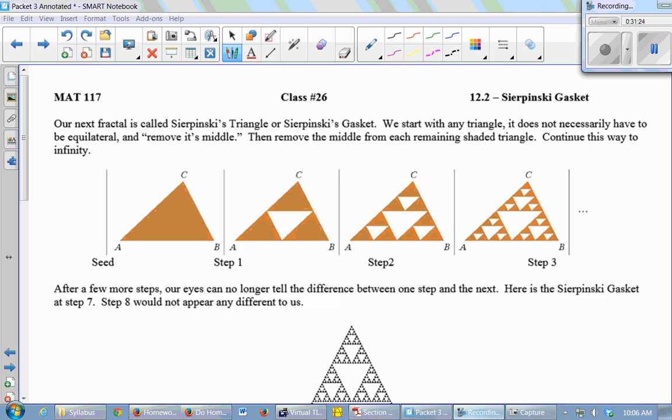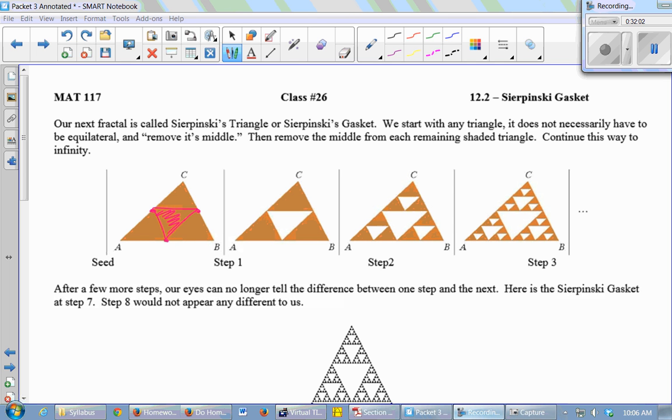Okay, so we're going to start talking about another fractal today called Sierpinski's Triangle or Sierpinski's Gasket. In this fractal, you start with any triangle. It does not have to be equilateral, though often we draw it that way just because it's easier. And then you remove the middle from the triangle by taking the midpoint of every side. So you put the midpoint on all 3 sides, connect them, and you pull out the chunk in the middle.